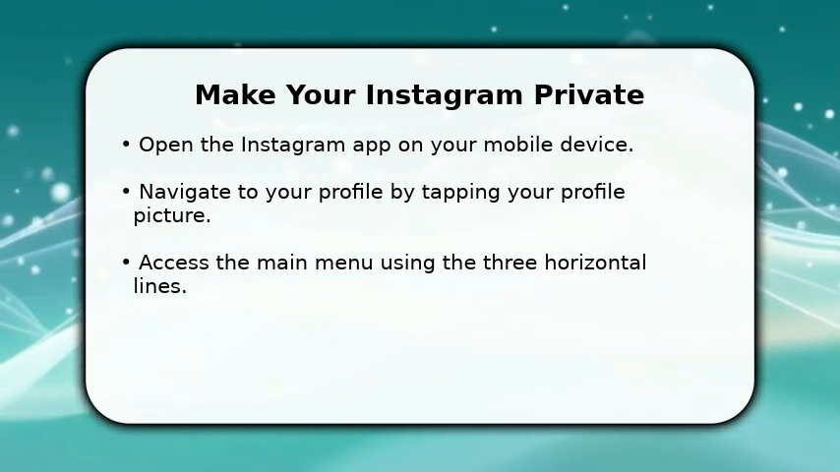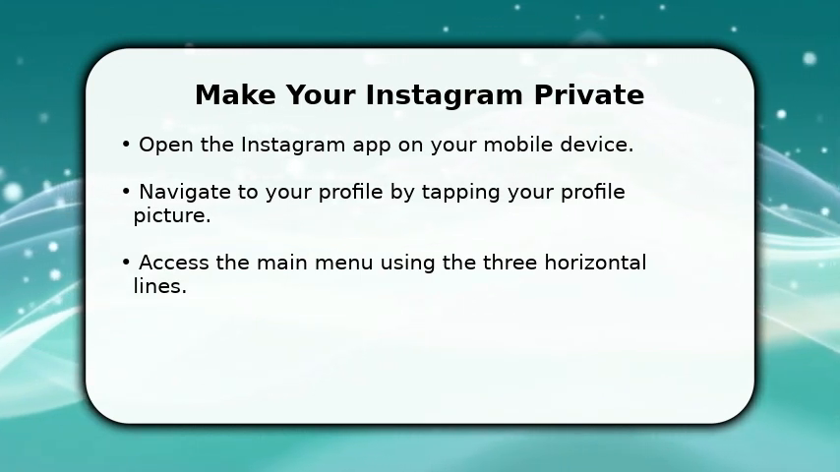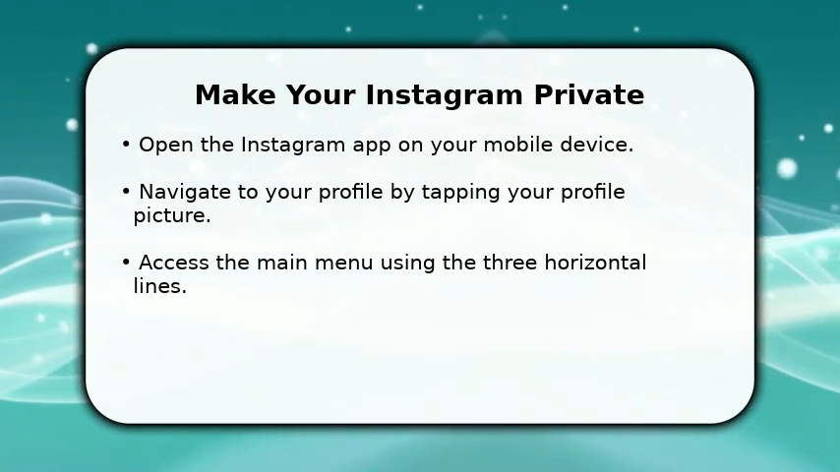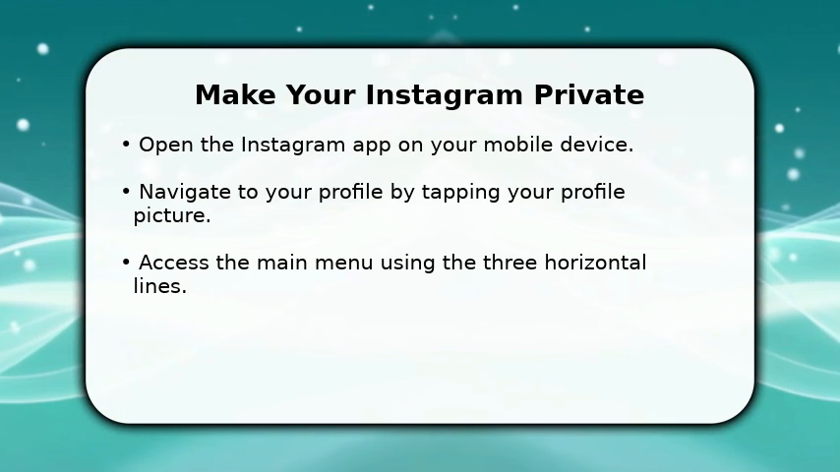From there, you'll see 3 horizontal lines in the top right. Tap those to open the main menu. This is where we'll start adjusting your privacy settings to control who sees your followers.